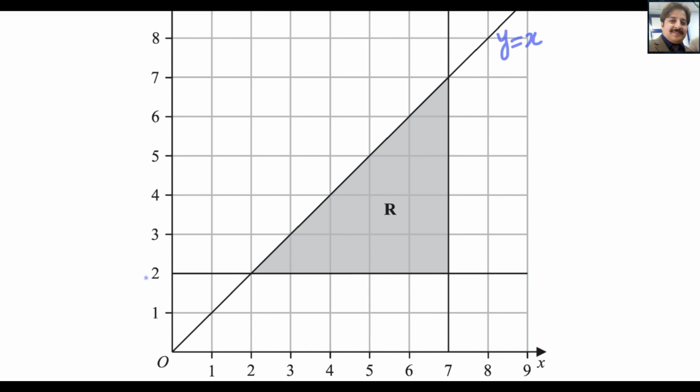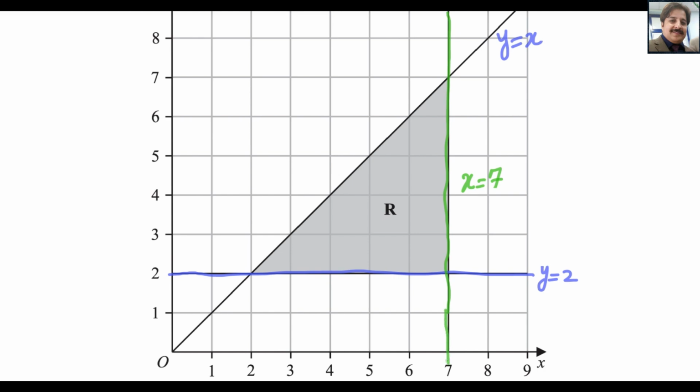And here, this line is passing through y equals 2, so you can write y equals 2. The equation of this line is y equals 2. Let me use a different color for the third line. This is the other line. This line is passing through x equals 7. So we got 3 equations of lines.